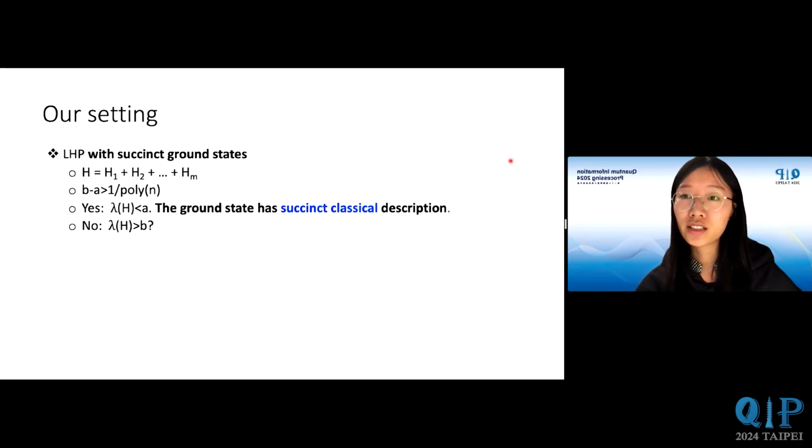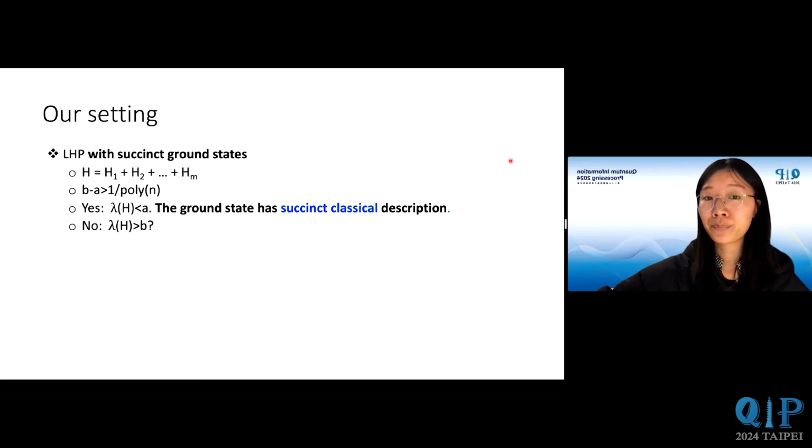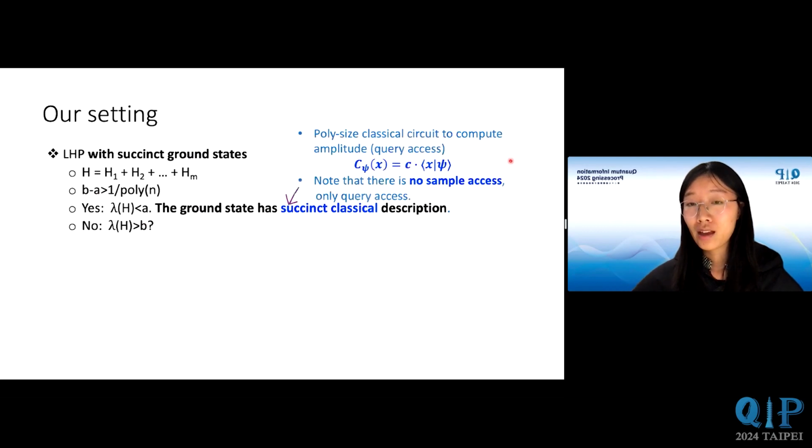Okay, so we have introduced the local Hamiltonian problem, and you will ask, what's new in this talk? In this talk, we will study a subclass of the local Hamiltonian problem, which we call the local Hamiltonian problem with succinct ground state. Similar to the standard definition, we are again given a local Hamiltonian and we wish to decide whether the energy is low or high. But in addition, in the yes instance, we assume the ground state has some kind of classical description. What do I mean? I mean we assume there exists a polynomial-size classical circuit which can compute the amplitude. Or in other words, we assume we have query access to the amplitude.